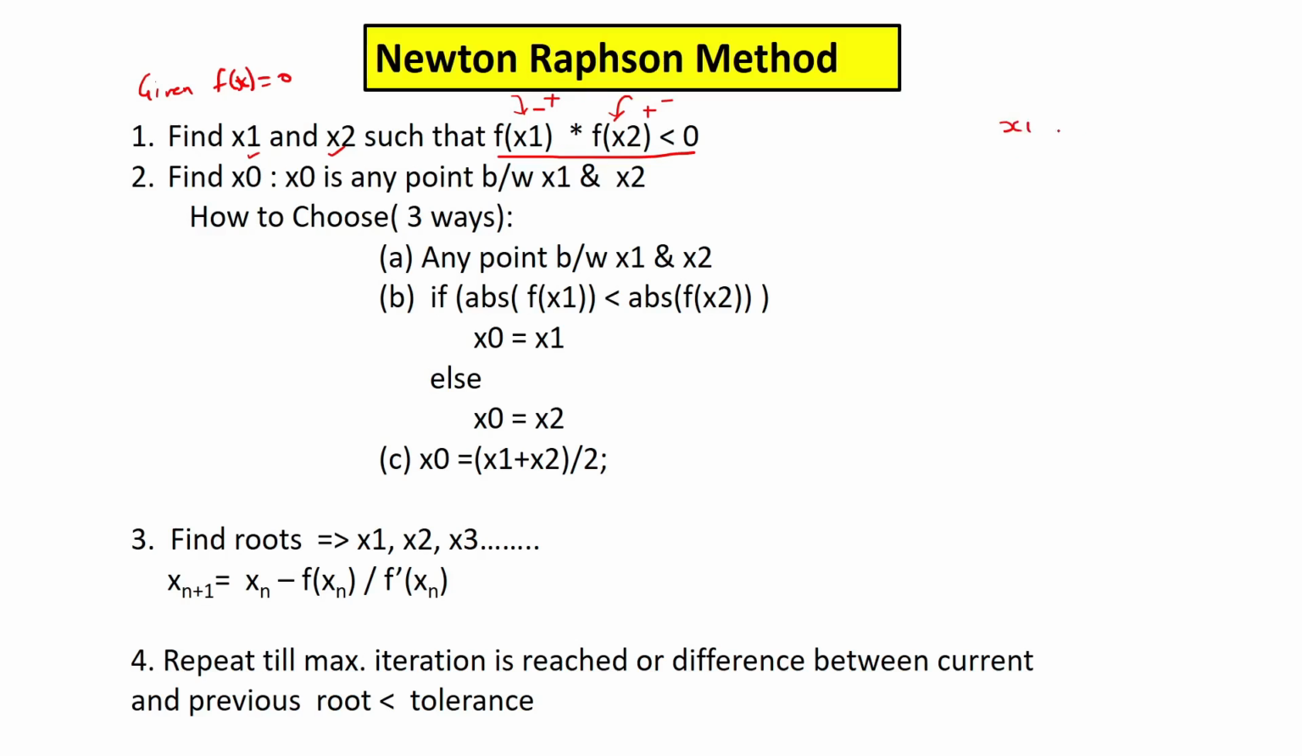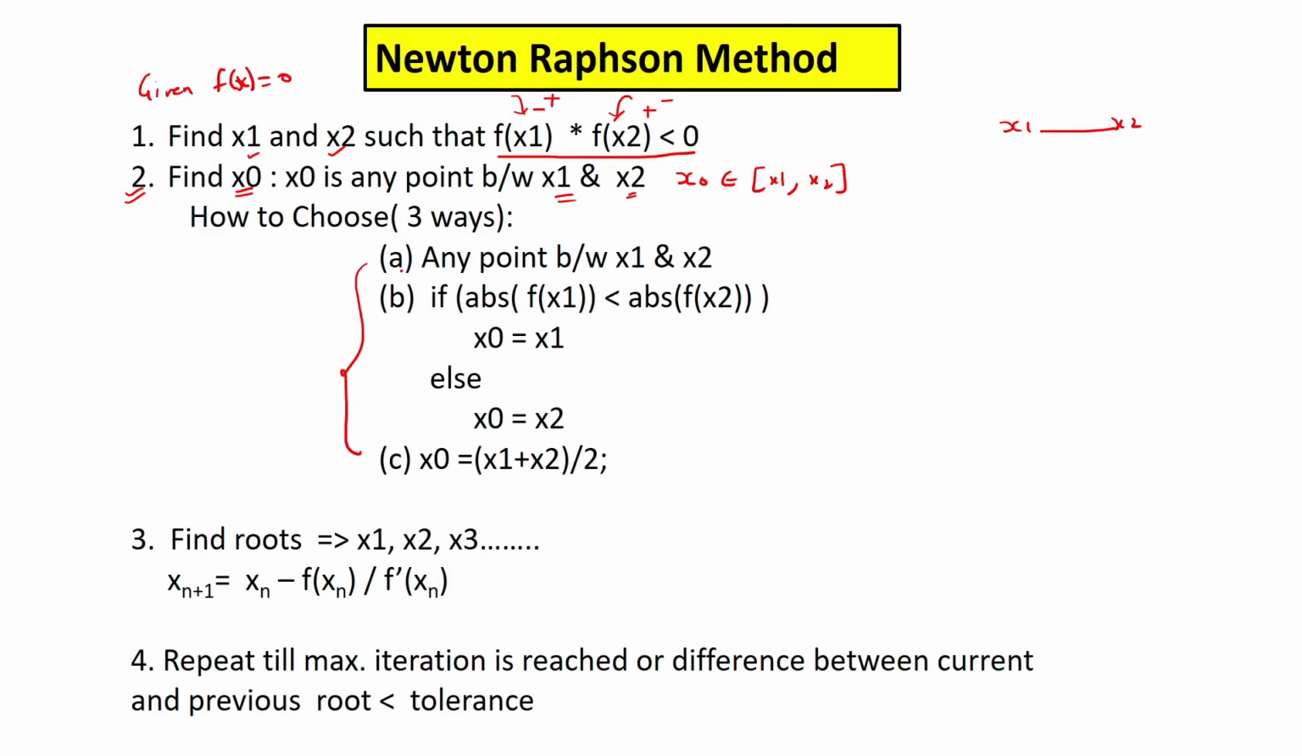Now after finding such x1 and x2, what do we have to do next? So in the next step, we have to find a point x0 which will be between x1 and x2. So it is something like x0 belonging to [x1, x2], including x1 and x2. And how can we find this x0? So to find the x0, we actually have 3 ways.